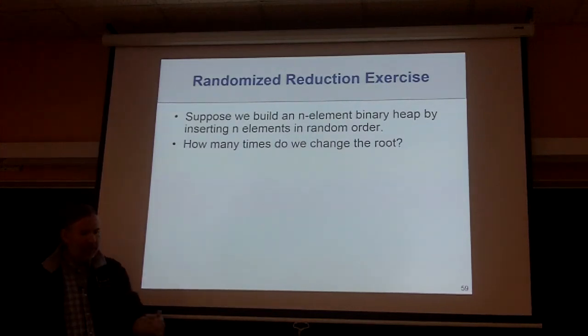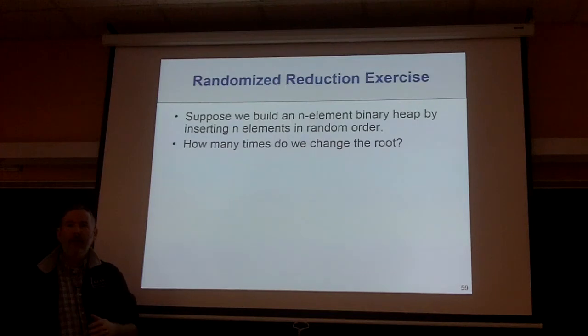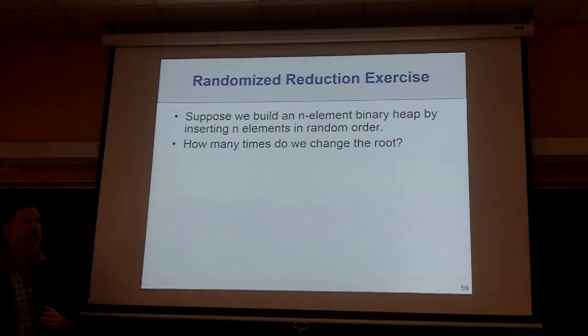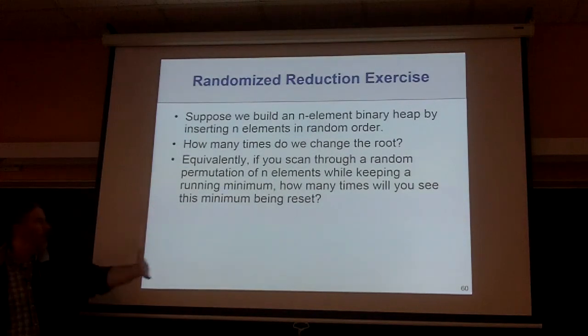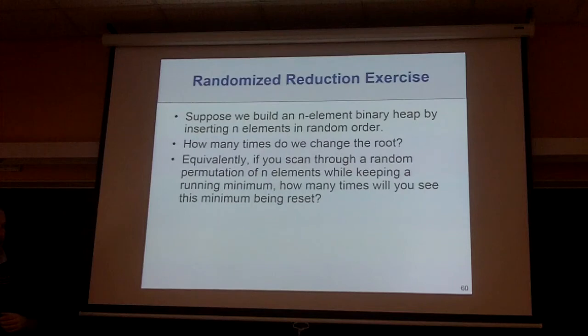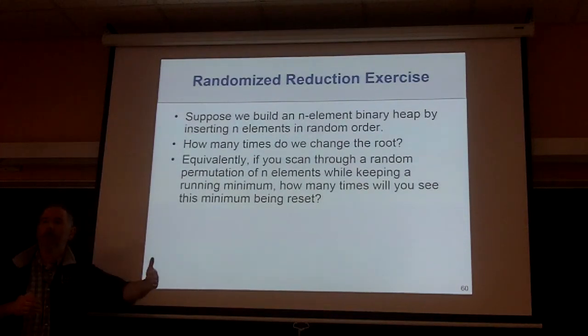So I'm inserting elements one by one. What has to be true of the element that I just inserted if it gets pulled all the way up to the root? Yeah, it's like the new minimum, right? So another way to ask this same problem is, if I scan through a random permutation of n elements, like the order that I insert, how many times will you see the minimum be reset? How many times will you see an element that is the new minimum over the whole array?